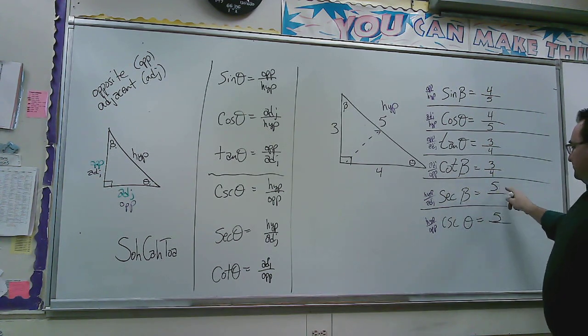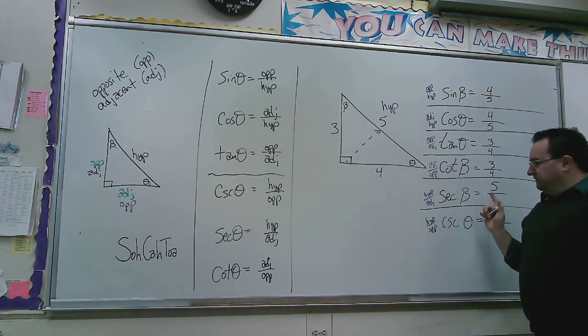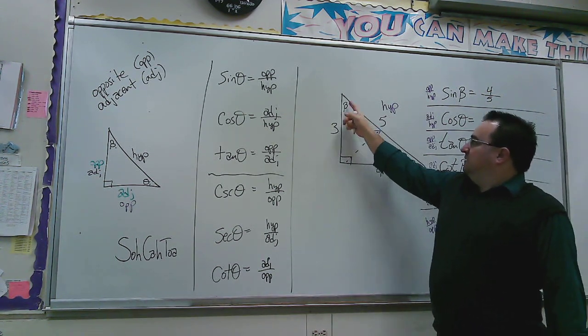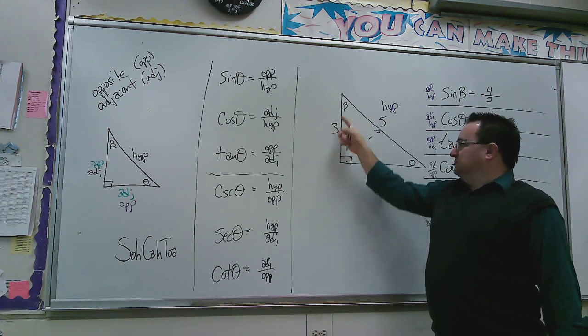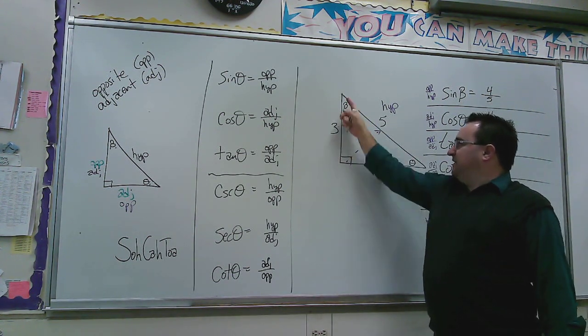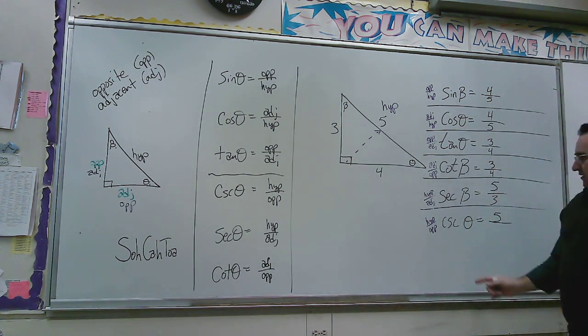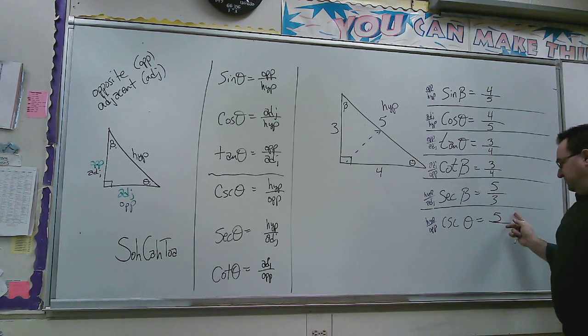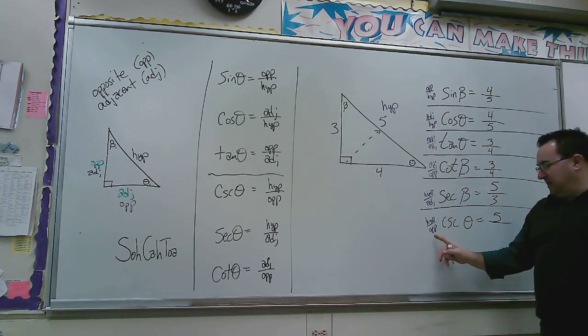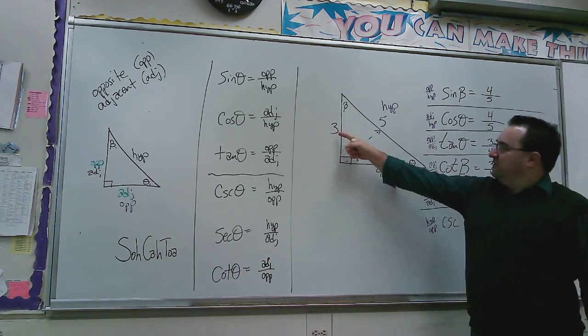Secant is hypotenuse over adjacent. So where am I looking from? Beta. Attached to or next to or touching beta would be 3. So there's that one. Cosecant theta is hypotenuse over opposite, and I'm looking at opposite of theta. So that would be 3.